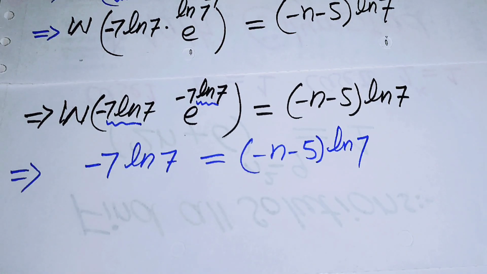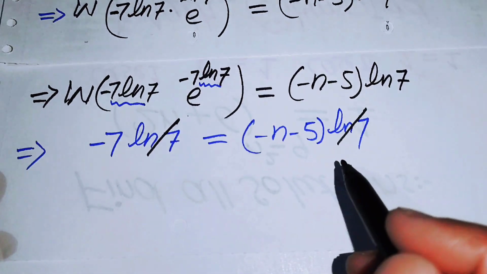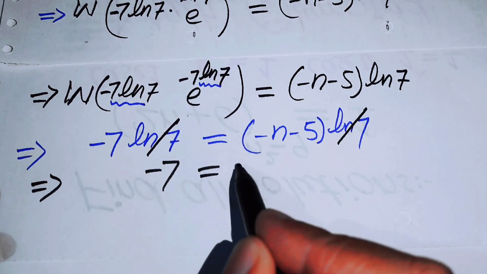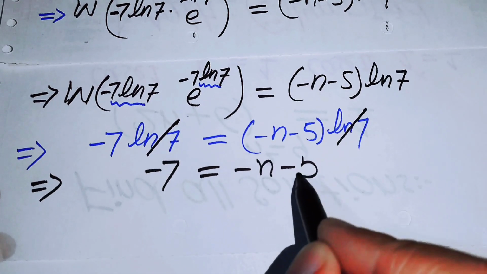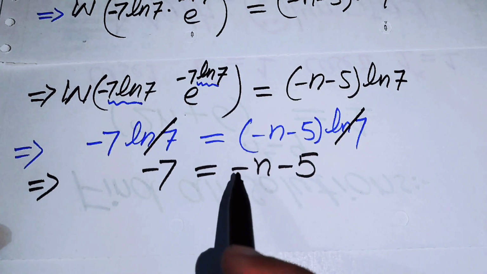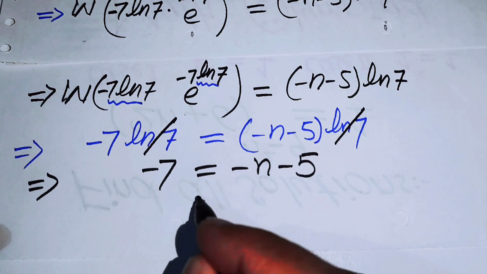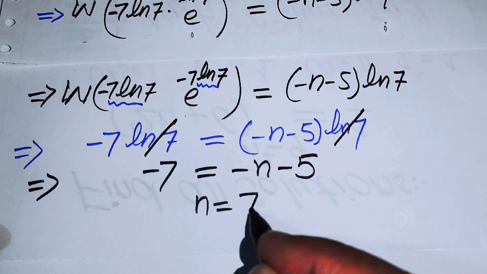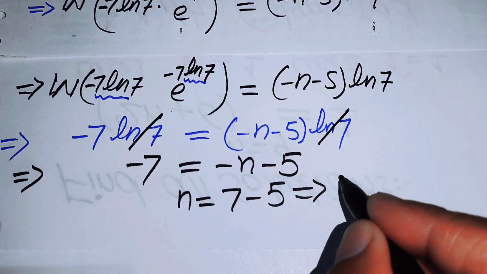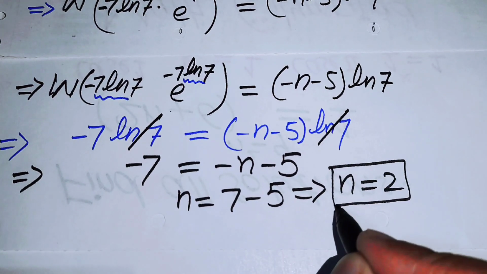So now you focus on both of the sides, and you see that this log 7 and log 7 cancel each other, and we obtain minus 7 equals minus n minus 5. And now we solve this problem for the value of n. So we move this minus n to the left hand side and minus 7 to the right hand side, and you will get n equals 7 minus 5. So this implies that we finally get n equals 2.